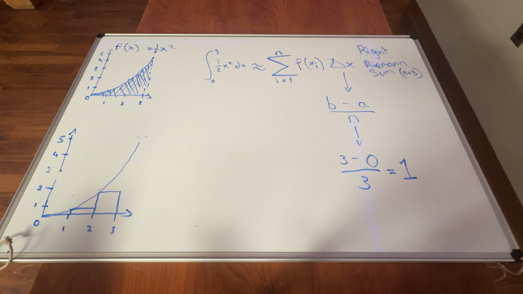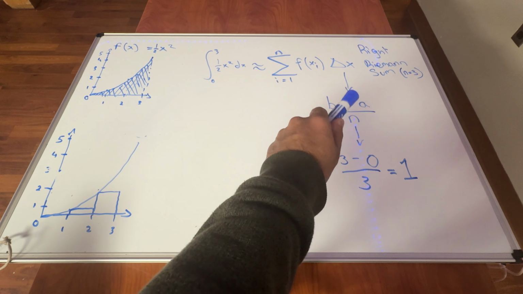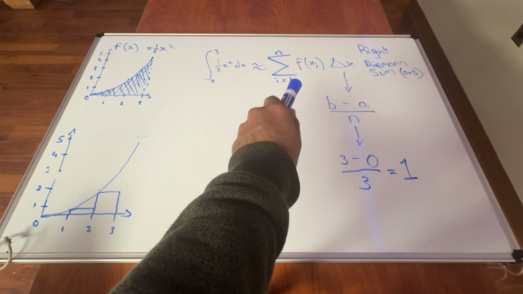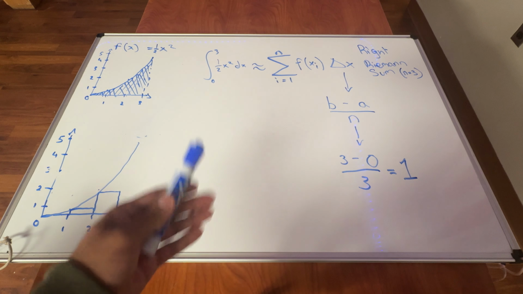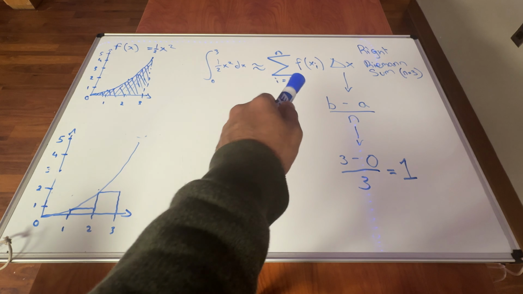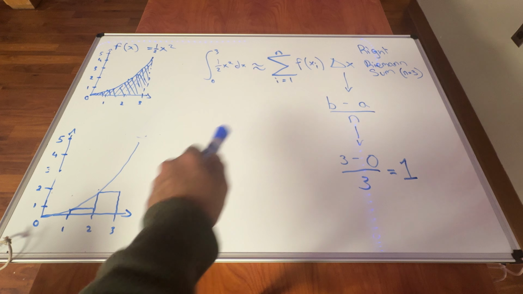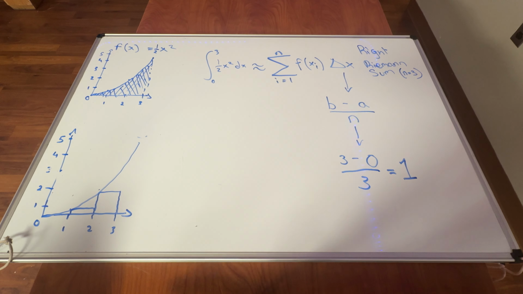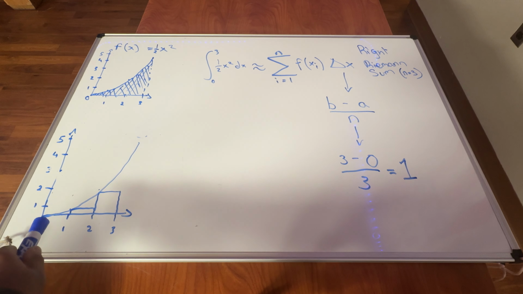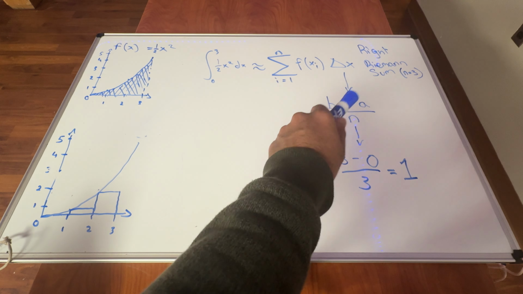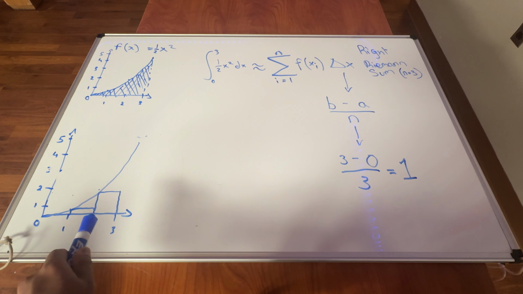Now, the next part of our expression is what we are multiplying delta x by, which is f of x sub i. All this is saying is this is going to be the height of each of our 3 rectangles, as you can see here. The reason you don't see a third rectangle here is what we're doing is we're taking a right Riemann sum. That means each rectangle is going to take the height of the rightmost value.